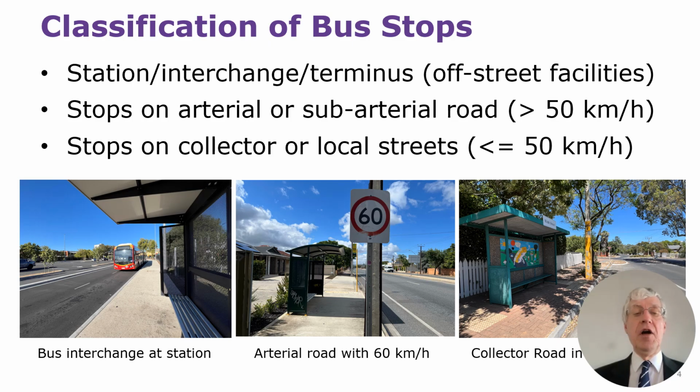These stops generally are more difficult to access because bus passengers must cross a busy, wider road for at least one part of their journey. And thirdly, stops on collector or local streets with posted speeds of 50 kilometers an hour or less and have lower traffic volumes and are typically easier to cross with one lane in each direction.